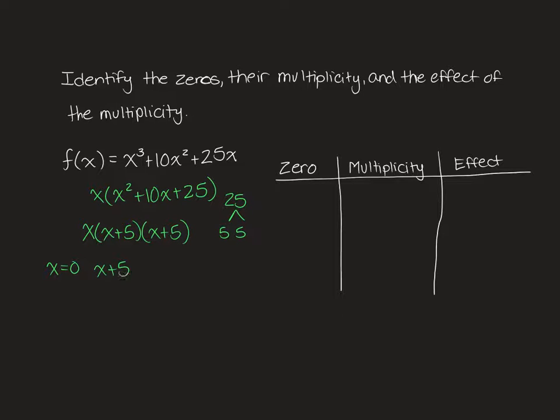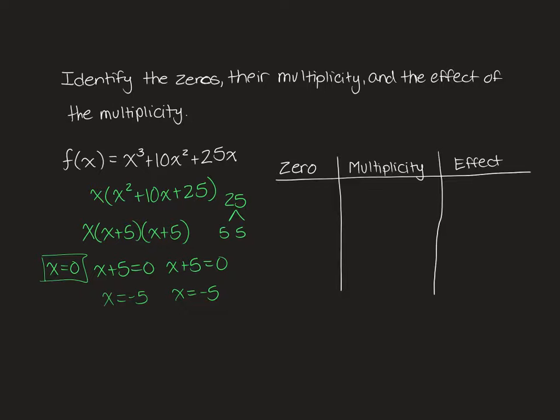So we'll have x equal to 0, x plus 5 equals 0, and x plus 5 is equal to 0. So x equals 0 is already solved. If we subtract 5 from both sides, we will get x is equal to negative 5. And then same thing over here.